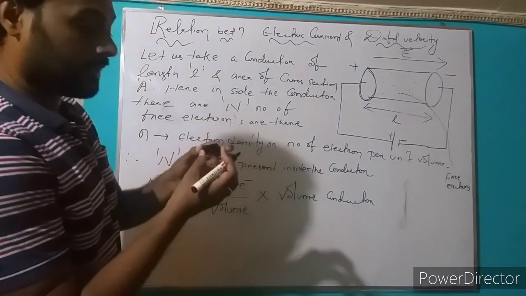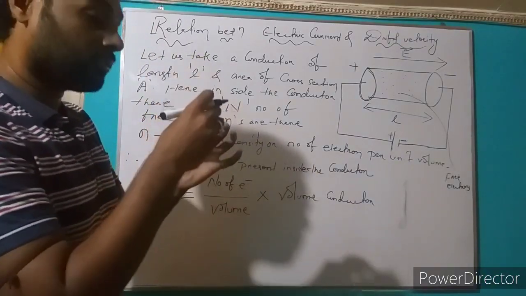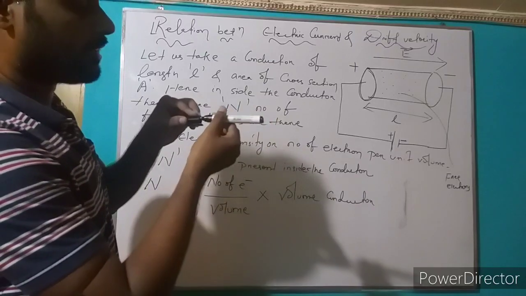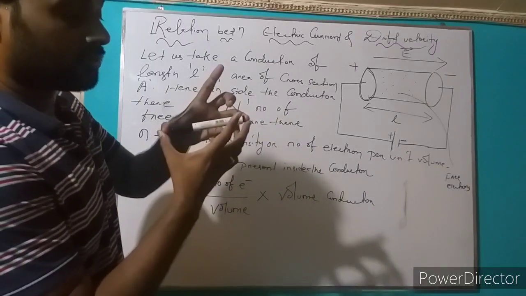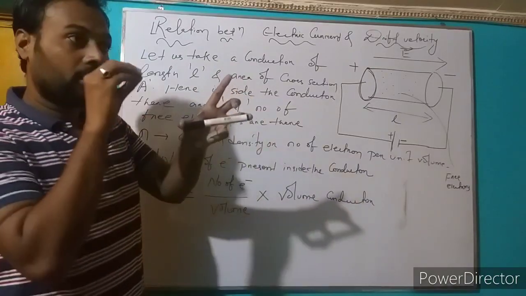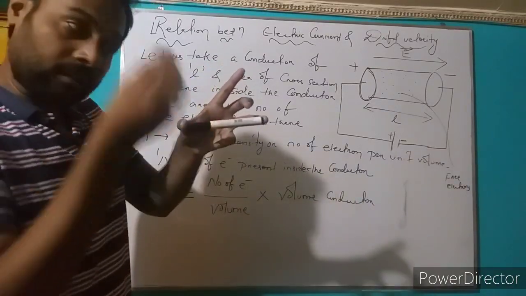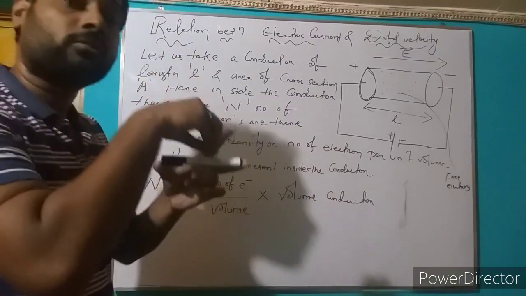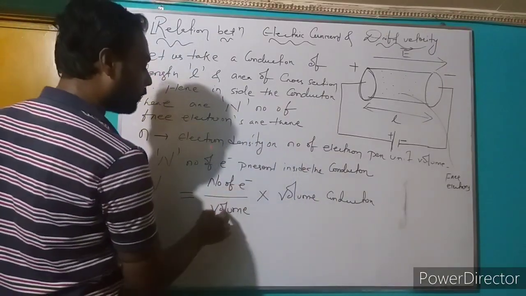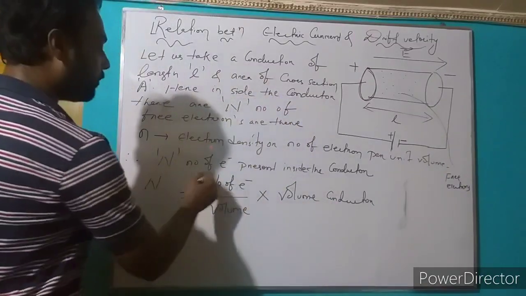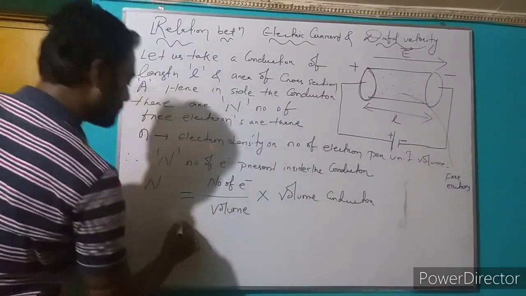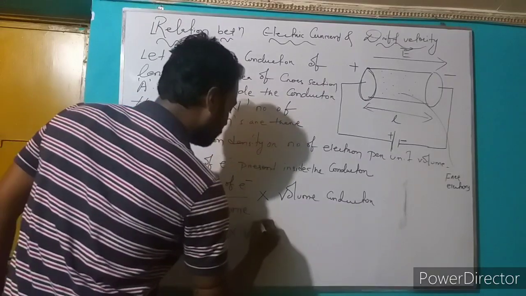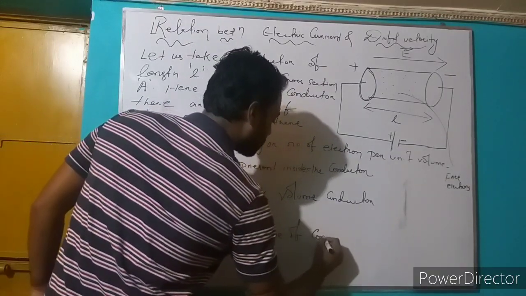If we have the number of electrons per unit volume for the small piece, and we multiply it by the volume of the total conductor, then we get the total number of electrons in the conductor. So the number of electrons per unit volume, which is the electron density, into the volume of the conductor: capital N equals small n into the volume of the conductor.